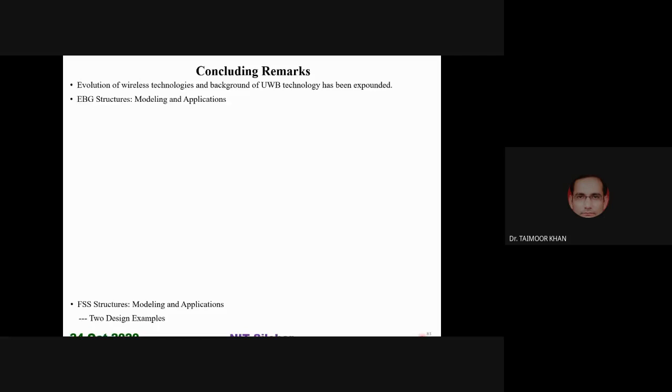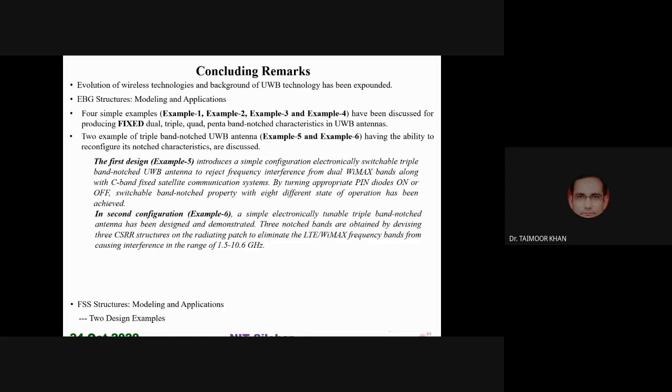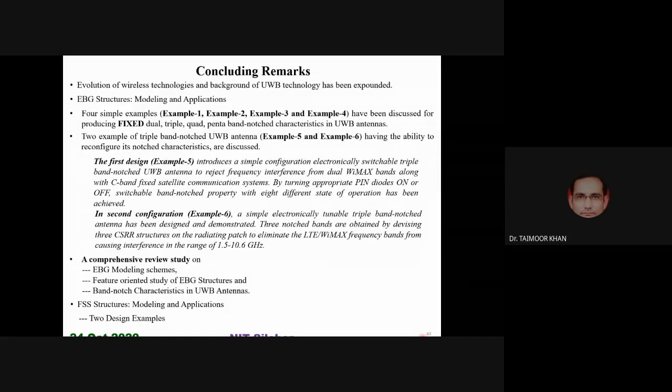And concluding remarks for this talk: the evolution of wireless technology, and specifically ultra-wideband technology that we have expounded. Then EBG structures, modeling and application, four different examples for fixed band-notch characteristic, and two different examples for switchable characteristic, examples 5 and 6, and finally a comprehensive review study on EBG structure modeling schemes and feature-oriented study of EBG structure, band-notch characteristic of EBG.